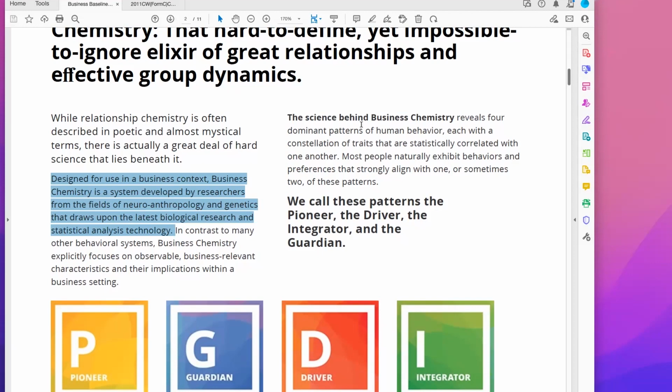So the science reveals four dominant patterns, each with a constellation of traits. They're mixing their metaphors big time. We have elixir, chemistry, and now we have constellation. So pulling some astrophysicists into the whole model development, I can make peace with that as a sci-fi nerd. Each with a constellation of traits that are statistically correlated with one another. Most people naturally exhibit behaviors and preferences that strongly align with one or sometimes two of these patterns. We call these patterns the pioneer, the driver, the integrator, and the guardian.